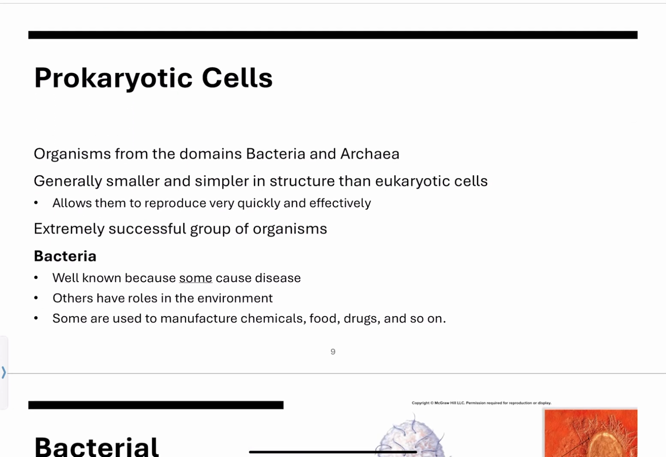So prokaryotes are going to be our really ancient type of cell. So these guys include organisms from both domains that we talked about, bacteria and archaea. They're generally smaller and simpler than eukaryotes, and their simplicity is actually a huge advantage because they can reproduce really, really fast and they can adapt very quickly. So this is why we have bacteria pretty much everywhere, from your skin all the way down into deep sea vents.